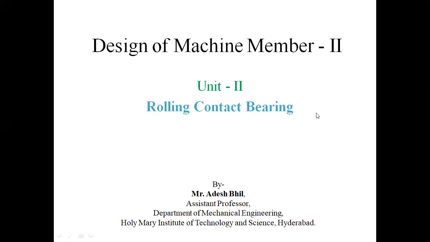We will start with the second unit, that is our Design of Machine Members 2. We are discussing here Unit number 2, rolling contact bearing. We will discuss here our rolling contact bearing.